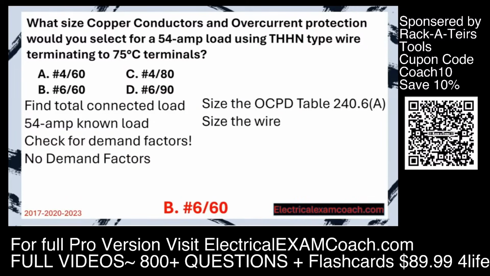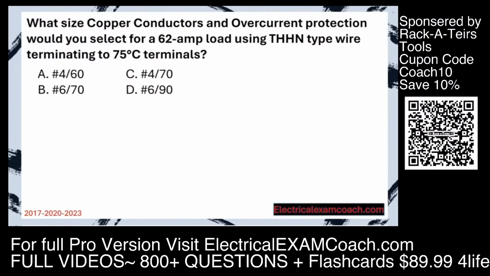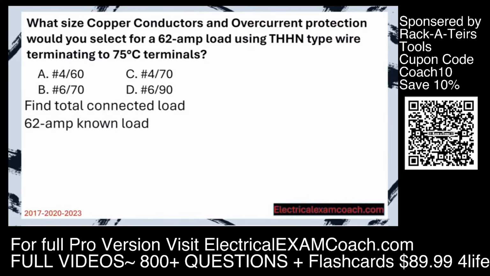Let's get to it. What size copper conductor and overcurrent protection would you select for a 62 amp load using THHN wire, terminating to 75° C terminals? Step 1, find our total connected load. In this case, it starts at 62 amps, but we must check for demand factors.